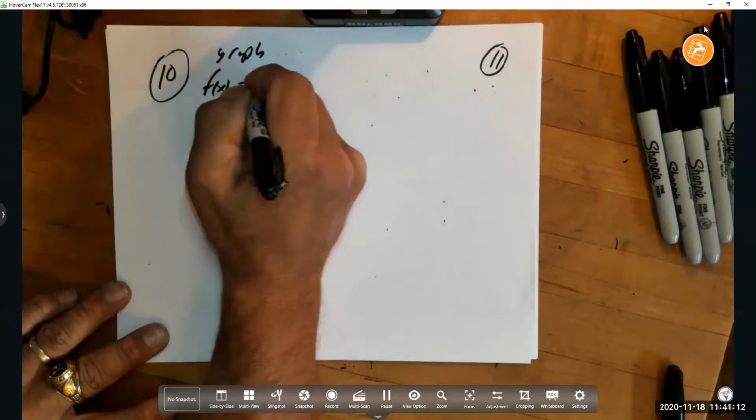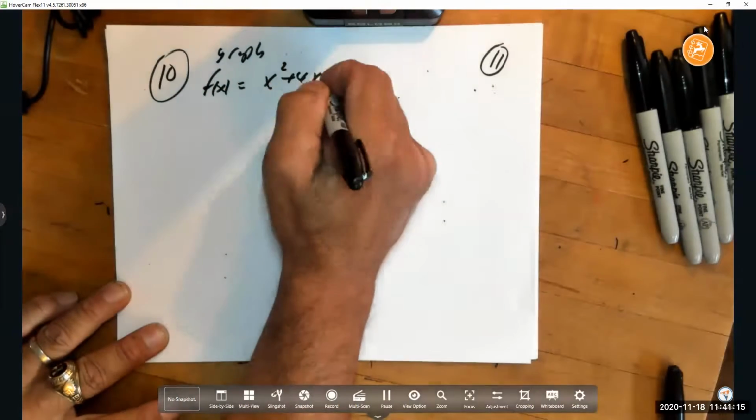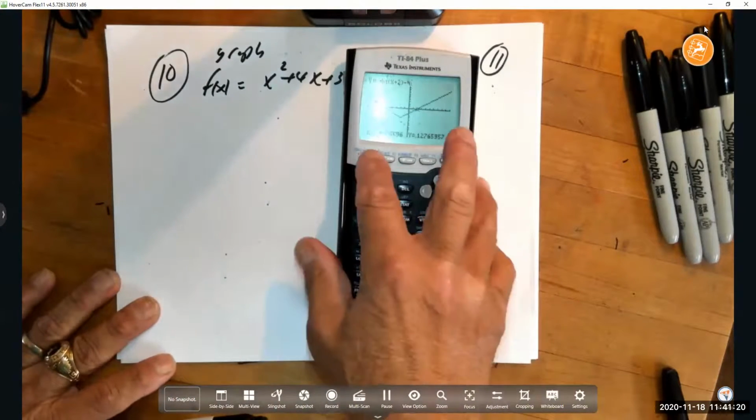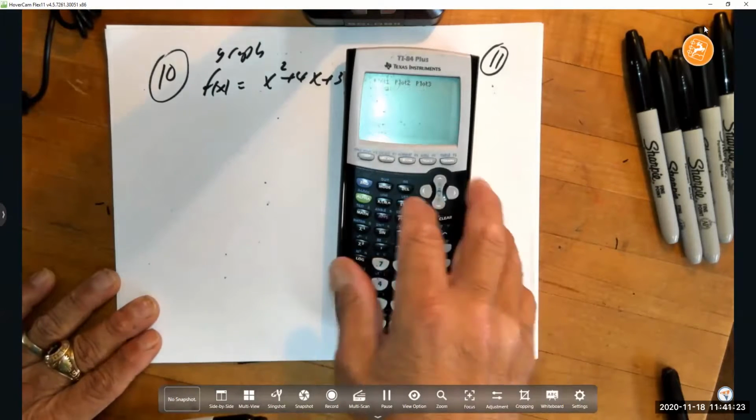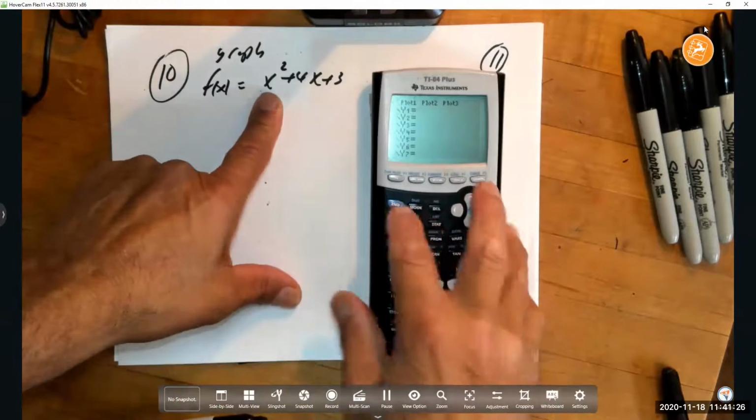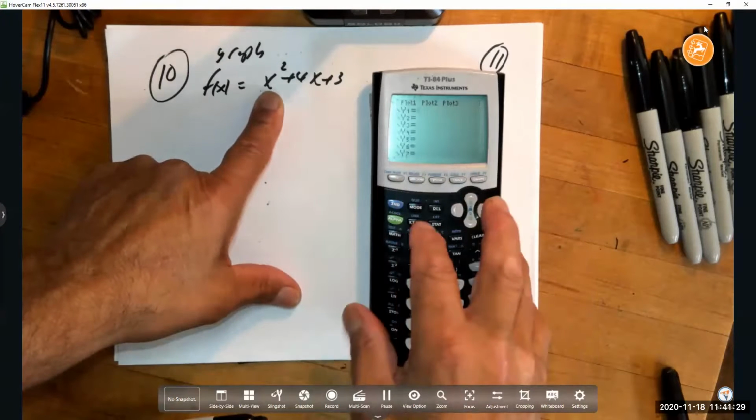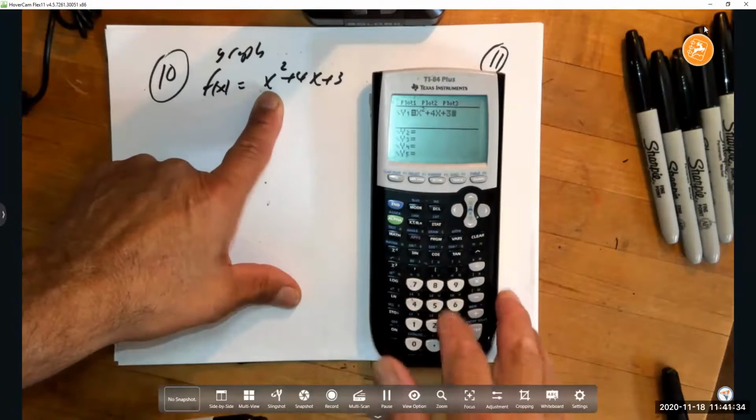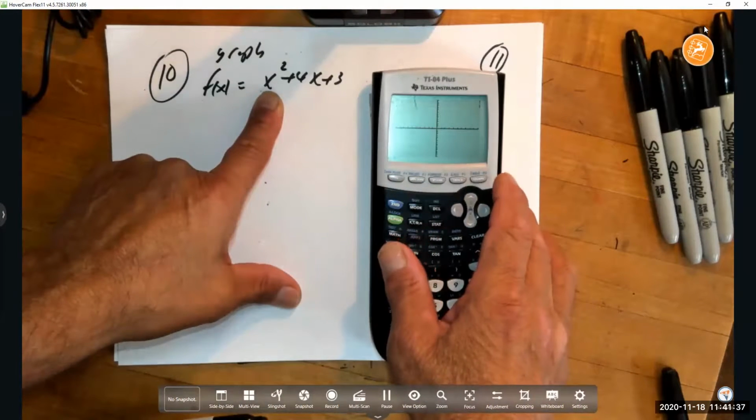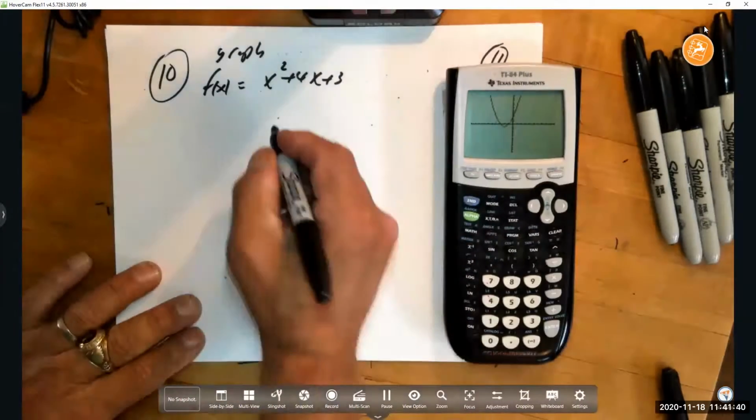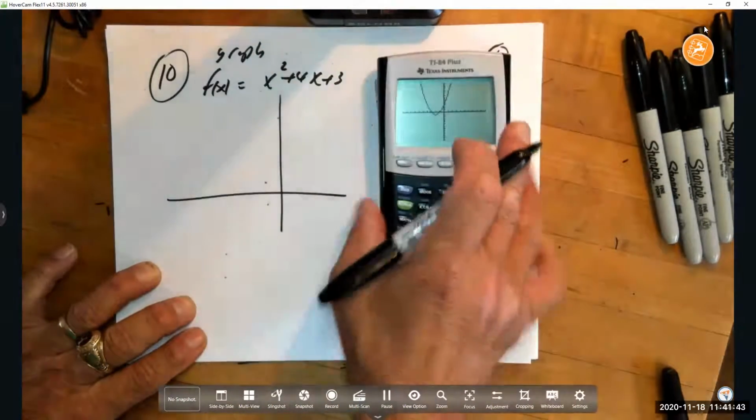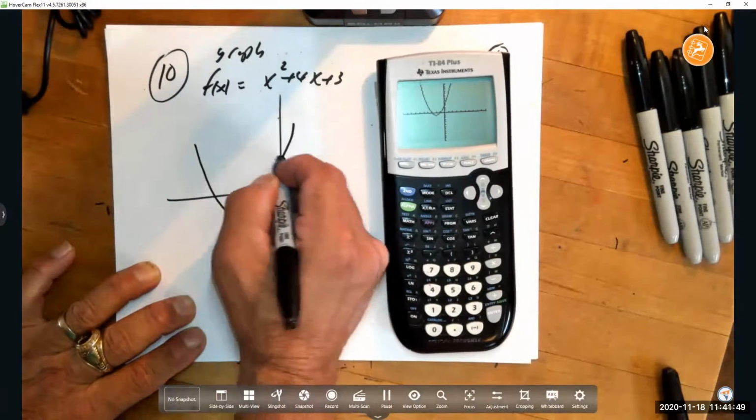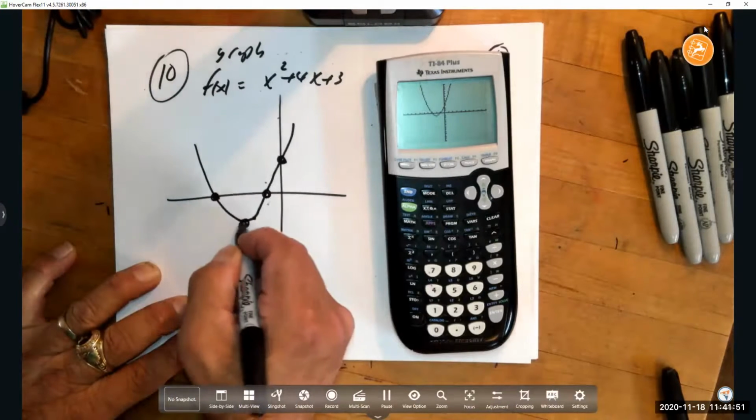f of x is equal to x squared plus 4x plus 3. Put it in a calculator. Don't even do it the long way. Clear it, put in y equals x squared plus 4x plus 3. Hit graph. Got it. Okay, it looks like this. It goes under here and then back up. So it hits the spots right there.